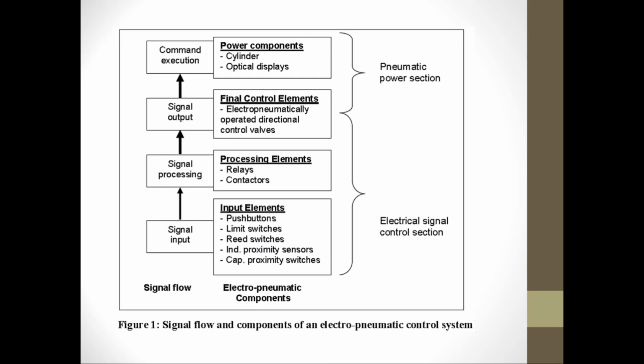This would be the typical signal flow in electro-pneumatic circuitry. The first part is the input. The input elements are basically for inputting the signals. The signals are given by what we call input elements, and these input elements are basically what we call switches.